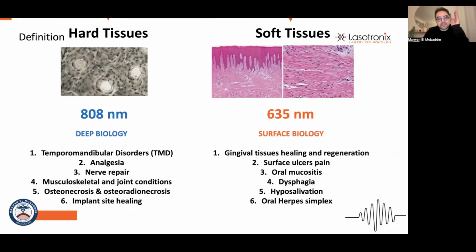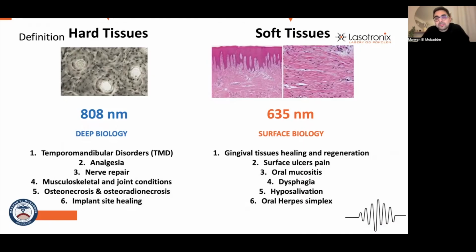You can memorize 808 is for the deep biology. So articulation, bone, the depth of the tissues. So what are the indications? In general, it is the best wavelength for temporomandibular disorder, pain management, it depends where, nerve repair, musculoskeletal and joint conditions, osteonecrosis and osteoradionecrosis, implant site healing, osteodensification. We're going to see some of these indications.